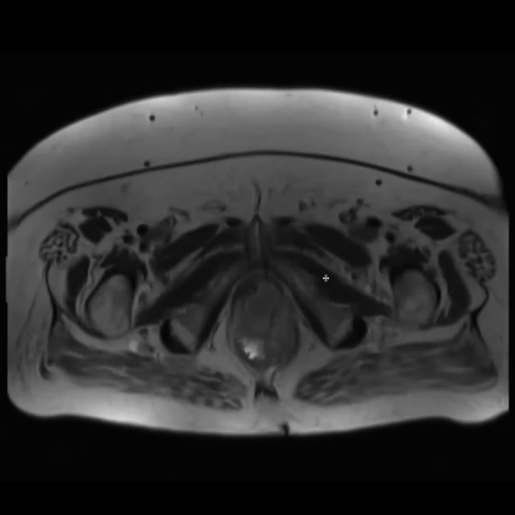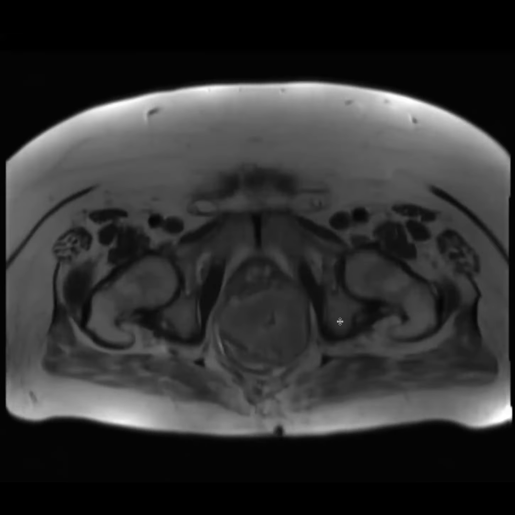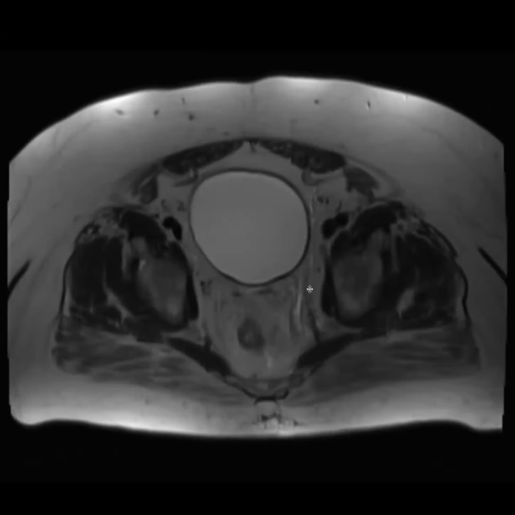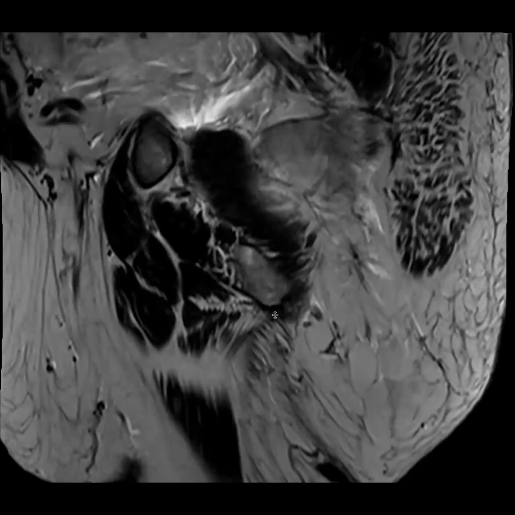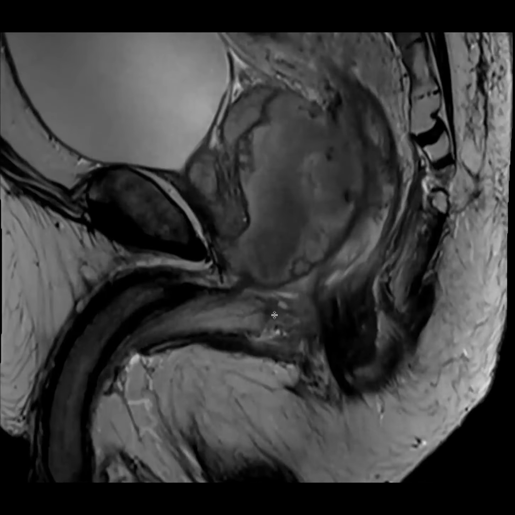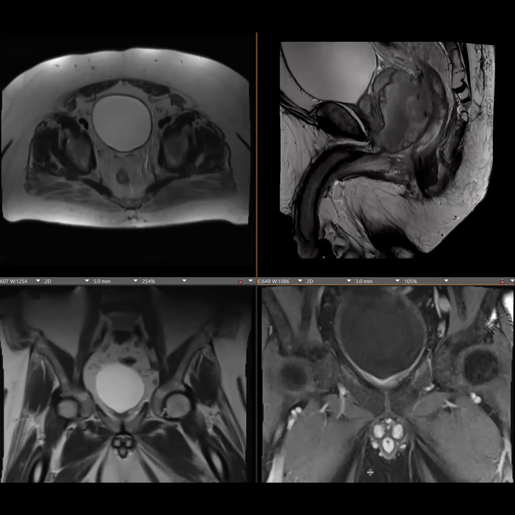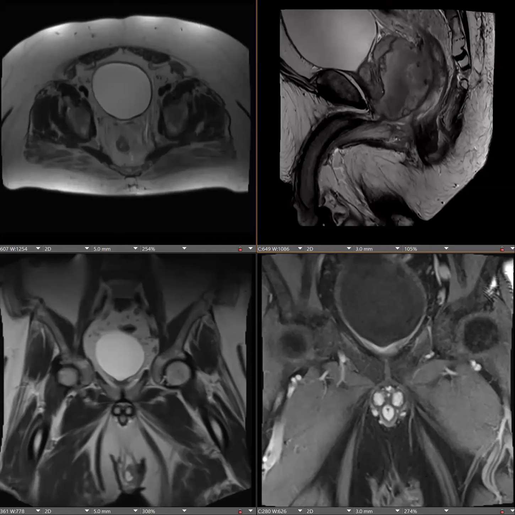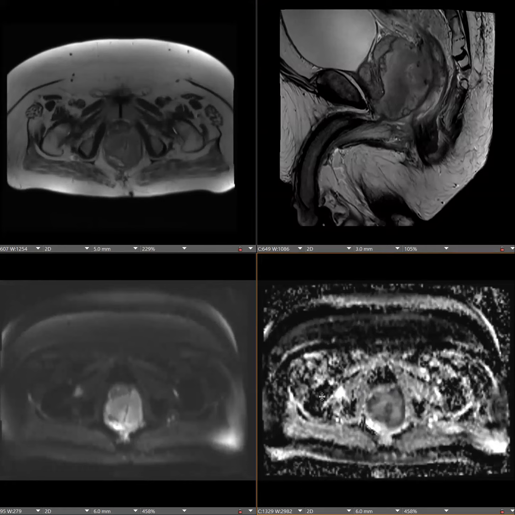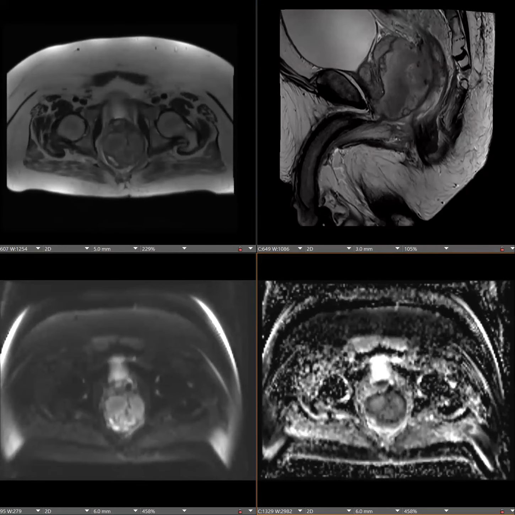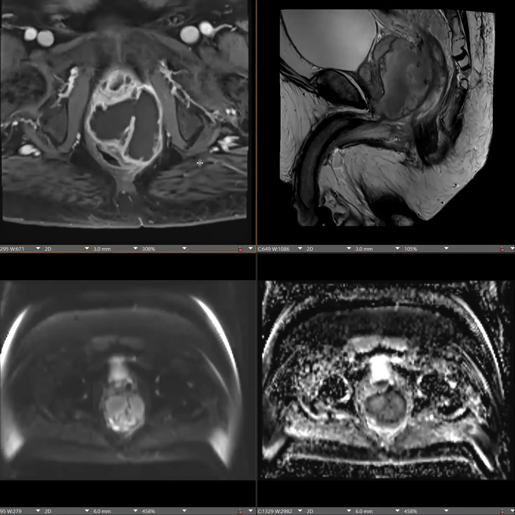So you can say this is the prostate. And this is HASTE. This is a sagittal T2. And I will show you, this is the diffusion ADC. And I'll bring the post contrast. So any thoughts?